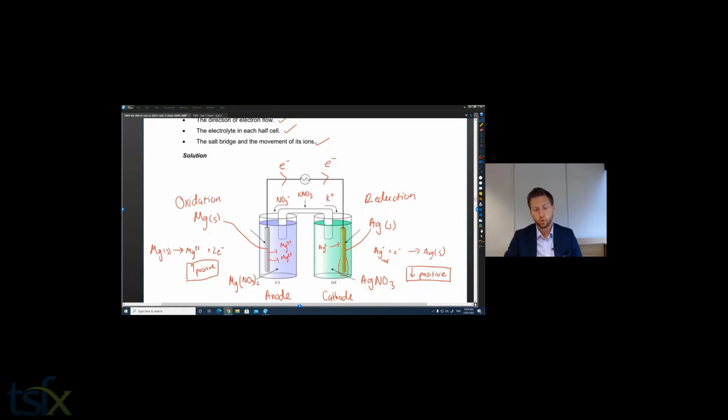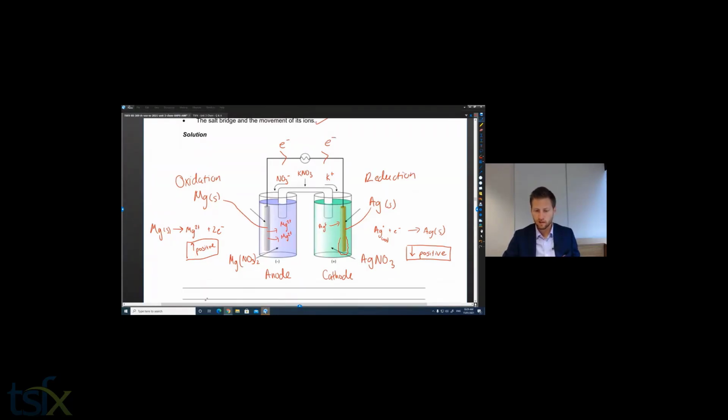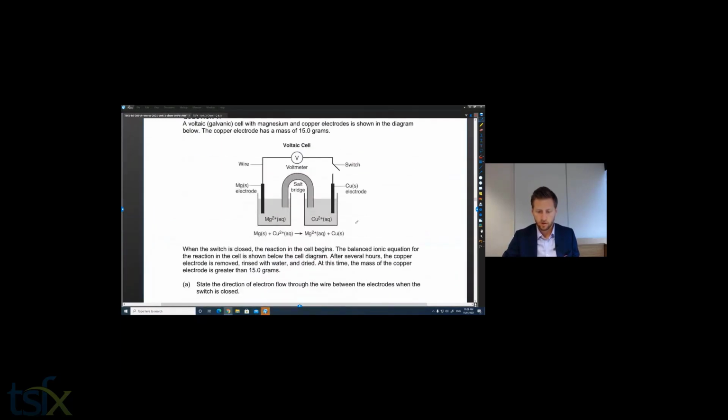Electrolyte is just a solution that conducts electricity. All right, you're going to practice more and more of this, but that's the basics there. All right, I want to move on because of time.